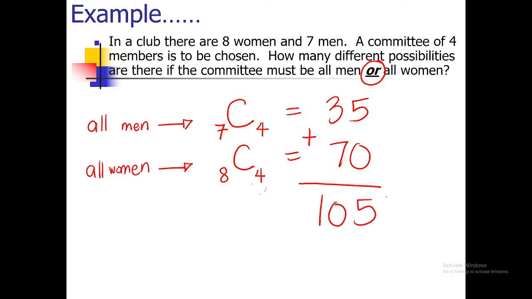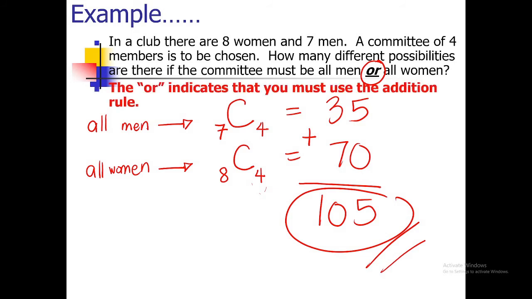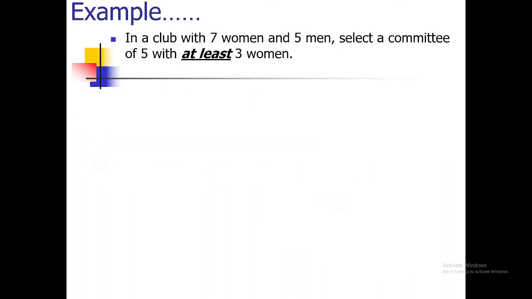105. Oh, this answers the question. There are 105 different possibilities for the committee. Okay? There you go. Now let's have another one. In a club with 3 women and 5 men, select a committee of 5 members.